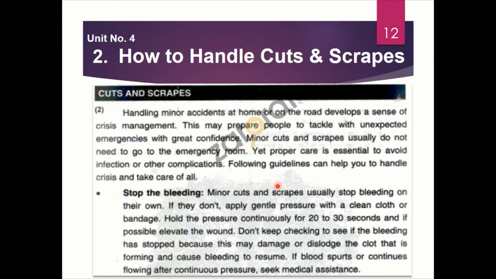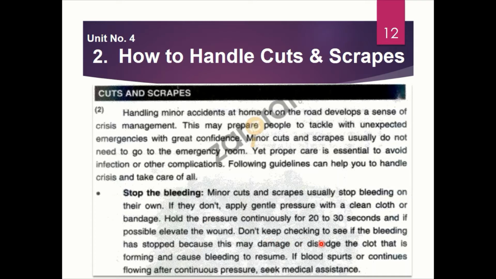So handling minor cuts and scrapes, the first and foremost thing is to stop bleeding. As you know, excessive bleeding may cause a person even to die. It may lead a person to even death. So the first and foremost thing that we should focus on is to stop bleeding by applying some gentle pressure on that, and we should lift or raise the injury so that the blood flow is stopped.